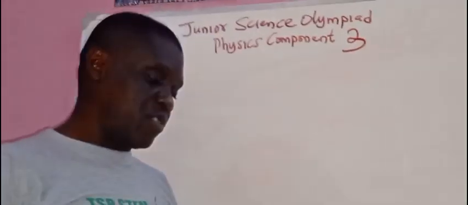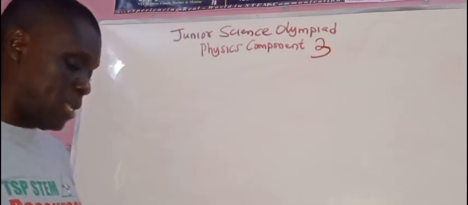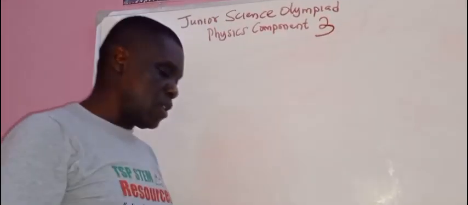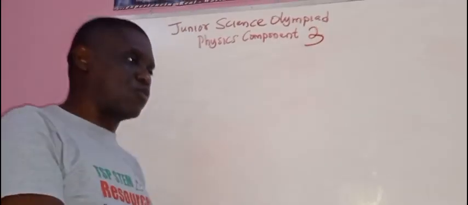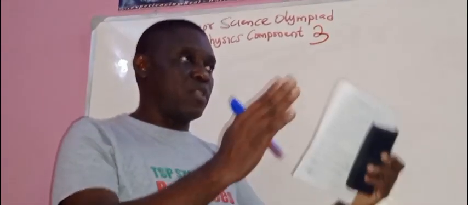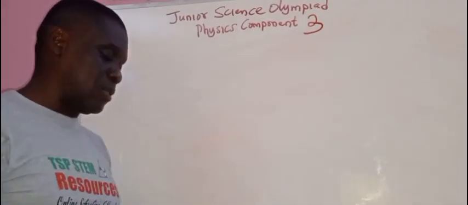Continuation of our Junior Science Olympiad expository. We are still on physics, component of the science, Junior Science Olympiad, part 3. Now, I'm using the past question from the National Mathematical Center. I used it in the previous videos also, okay? So there will be a moment where I will make reference to past question, and there will be a moment where I will treat a particular topic, okay, holistically. So they work hand in hand, right?